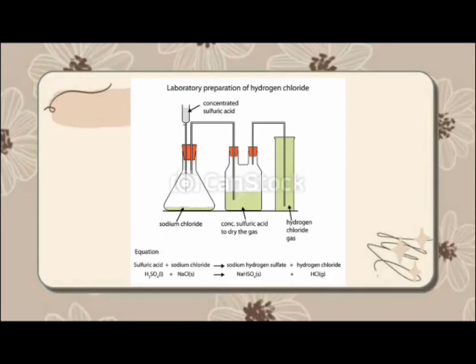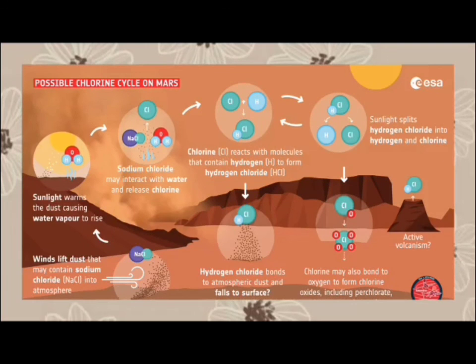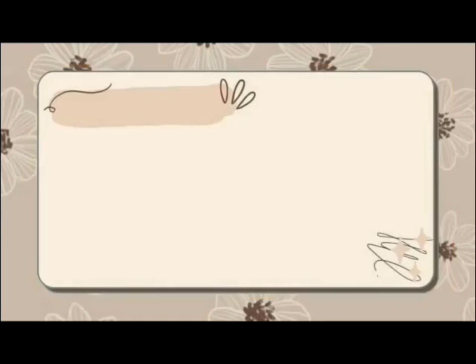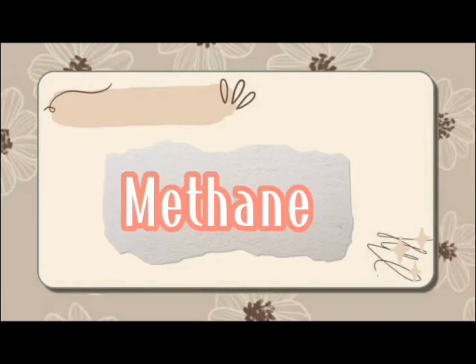Hydrogen chloride is commonly prepared on both a laboratory and an industrial scale by the reaction of a chloride, generally sodium chloride, with sulfuric acid. It is also produced by the reaction of some chlorides with water and as a byproduct of the chlorination of many organic substances. Secondly is the methane.